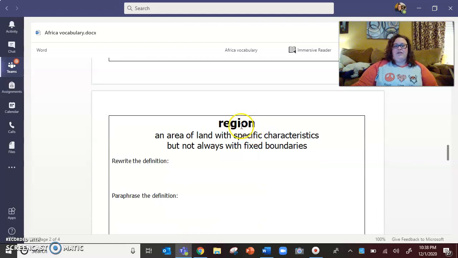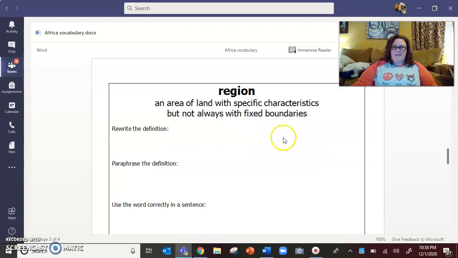Our next word is region. An area of land with specific characteristics, but not always with fixed boundaries. Boundaries, we've heard this before. What's another word for boundaries? Borders, good. So you're taking the time to rewrite the definition, pause, so that you have time to rewrite it. And then we're putting it into our own words. An area of land with specific characteristics, but not always with fixed boundaries.